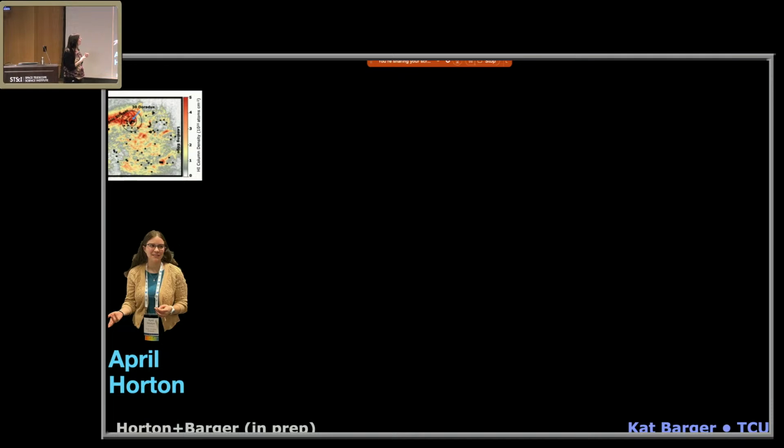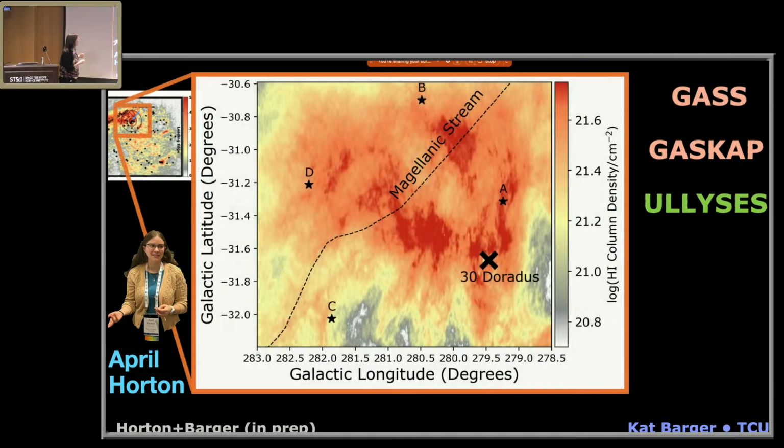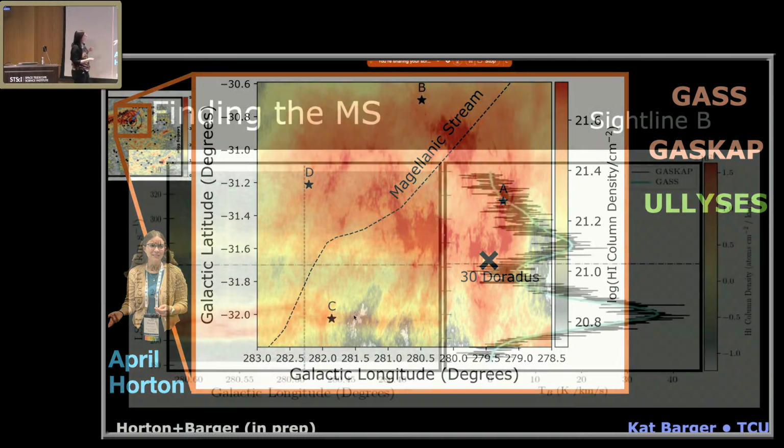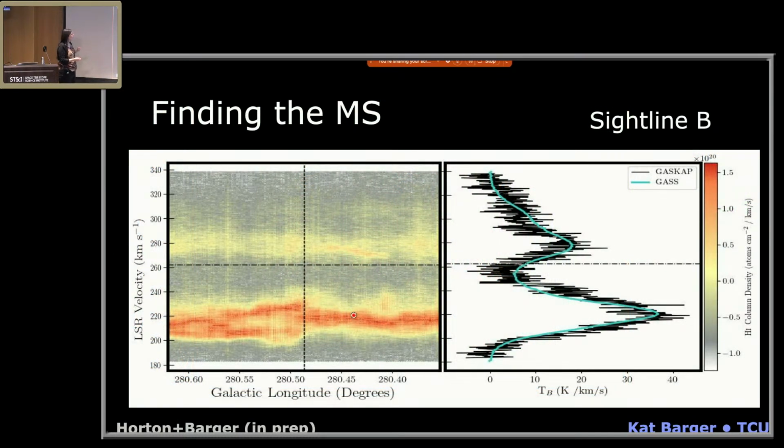Okay, so here's this region that she's focusing on. We have 30 Doradus over here in this corner. Here are some of her sight lines where she's using Ulysses data sets. And what she's finding is that when we look at this position velocity map, we have position, longitude, on this axis. Right here, we're looking at velocity, and I'm showing you H1 column density.